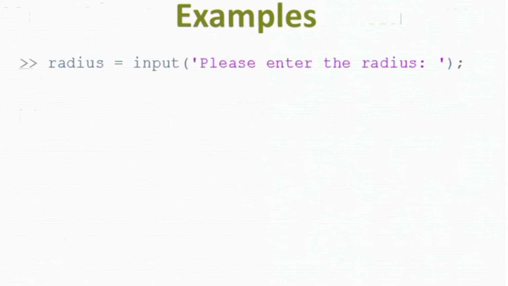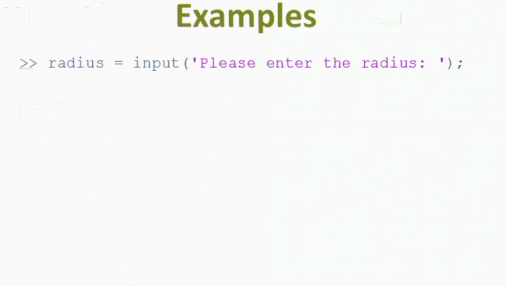Now, let's take a look at a couple examples so we can have an idea of how the input statement works. So let's say I type this command into the command window. You could actually go ahead and do this if you want to pause the video. Okay, so we have radius equals input, "Please enter the radius." Our variable is radius, our message is please enter the radius, and it's an input statement.